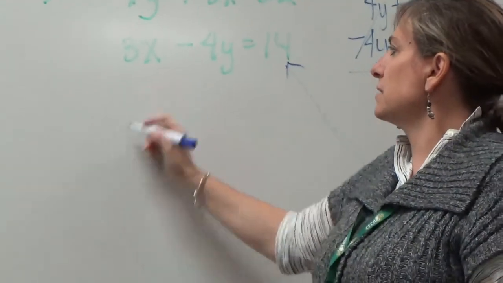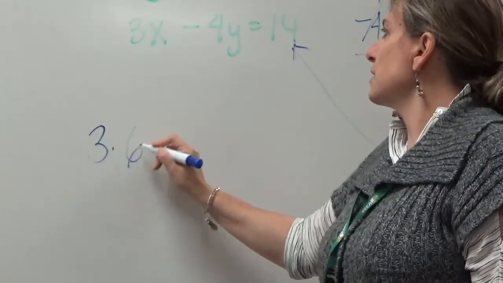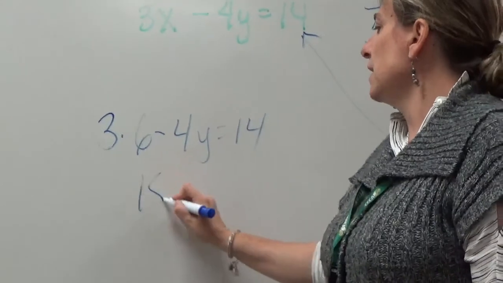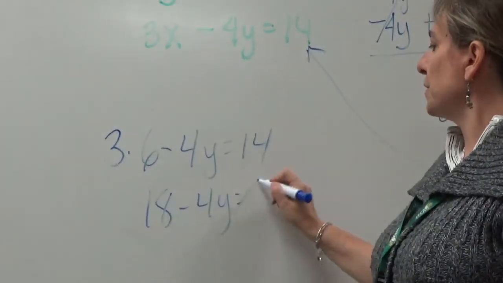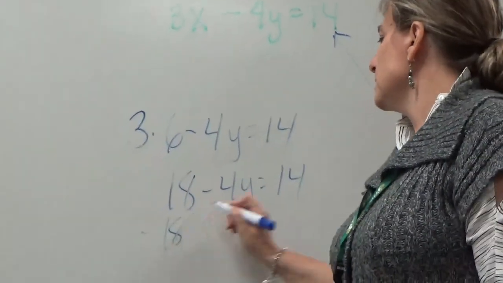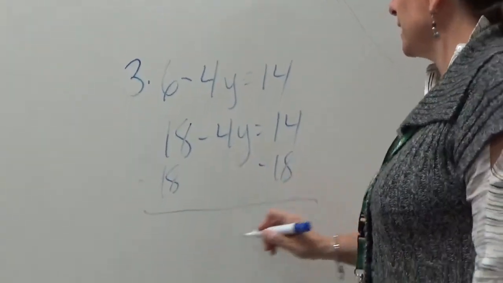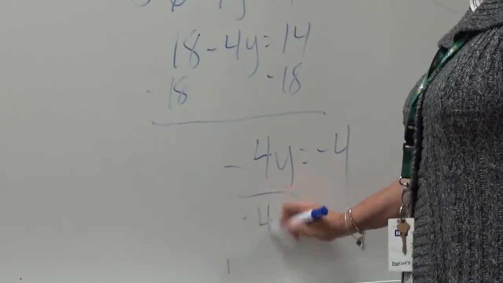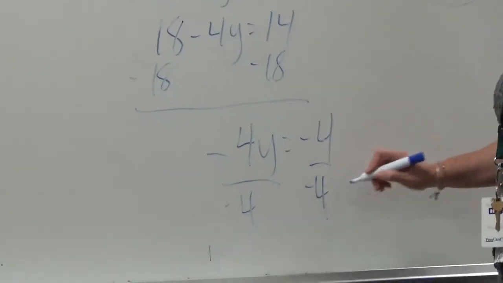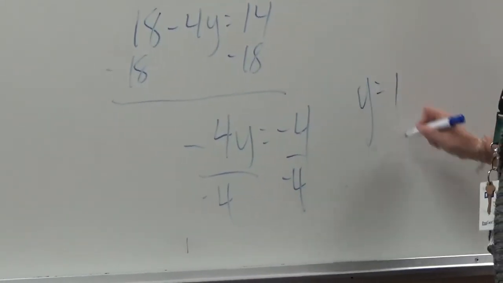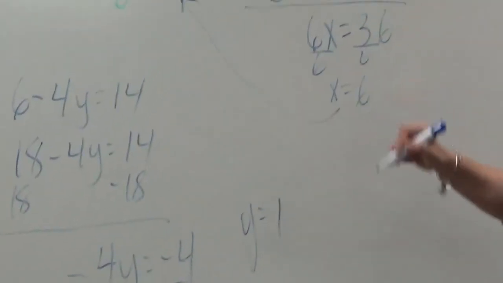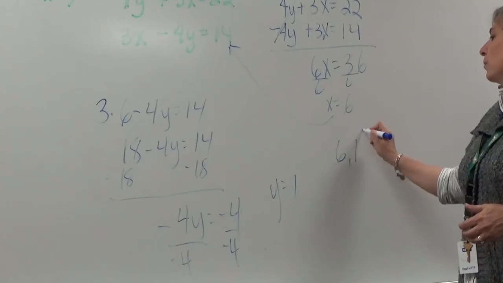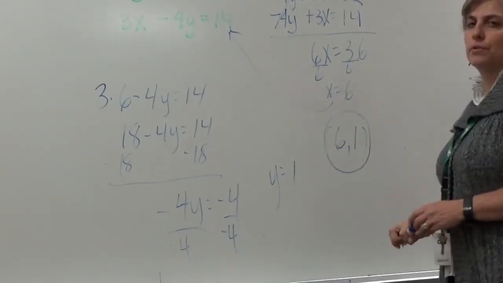I'm going to plug in 6 for x. So this is just substitution, plugging that in. 3 times 6 is 18, minus 4y equals 14. Subtract 18 from both sides. I get negative 4y equals negative 4. Divide by negative 4 on both sides. Negative 4 divided by negative 4 is positive 1. This system crosses at the point 6, 1. That's my answer. That's my ordered pair.